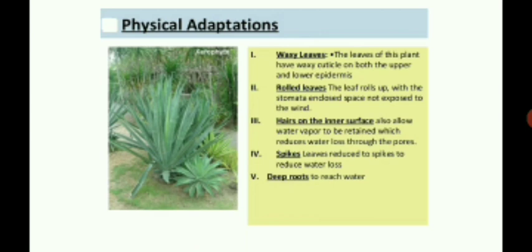Now let us understand certain adaptations of the plants which help the plant to conserve water. Waxy leaves. In case of banyan or peepal leaves, you will find that they are having a thick waxy cuticle on both the upper and lower epidermis. So this thick layer of cuticle will prevent the water from the cells to get lost to the external environment.